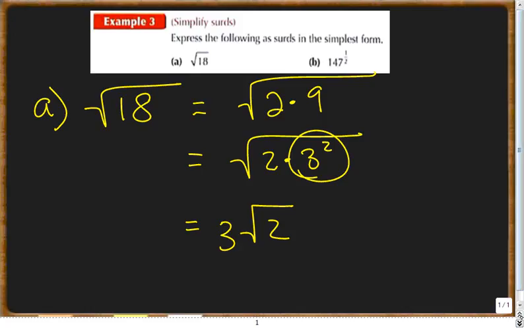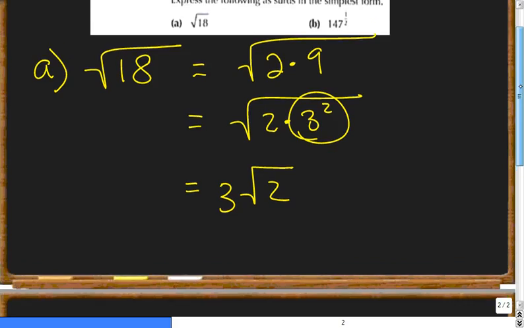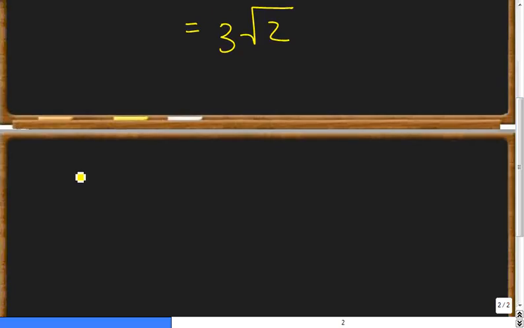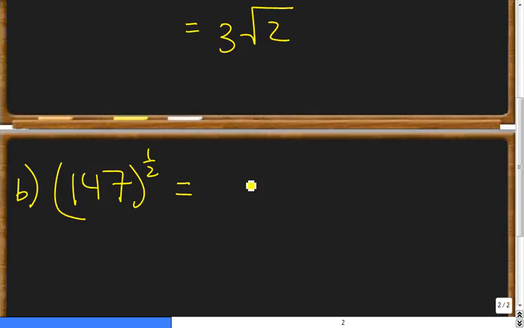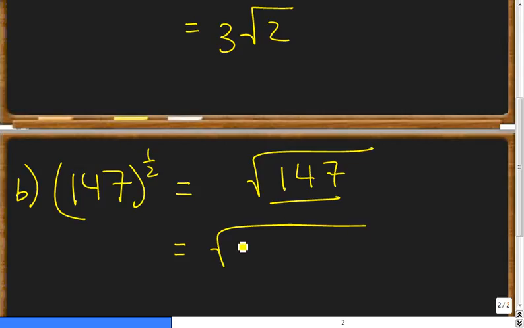And then the last example says 147 to the 1/2. So 147 to the 1/2, this is B. 1/2 is the same thing as the square root. And so what we need to do again is look for squares here. This one's a little bit larger, and so it's maybe a little bit harder to see, but this is going to be the same thing as 3 times 49.